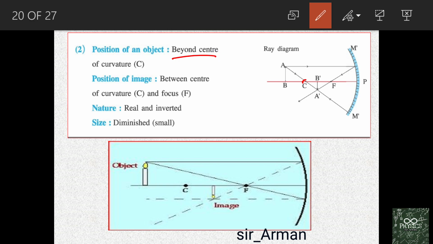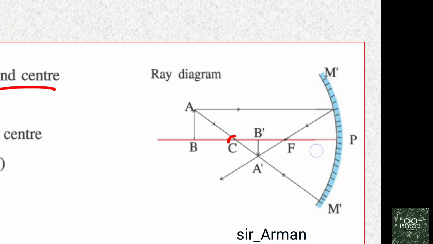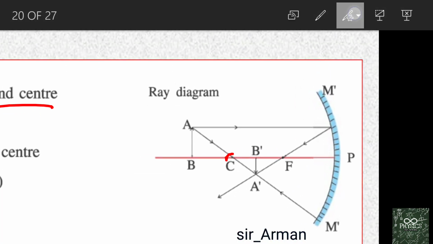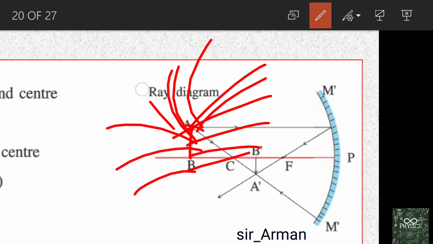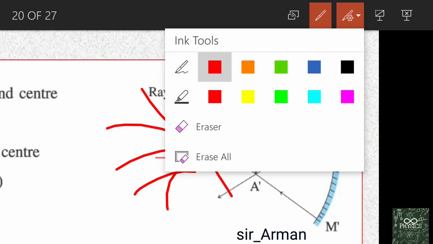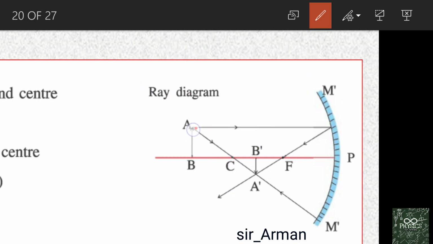So we use only two rays. We can use any rays, right? We have four rays, but we will use only two. Here, this is our object placed beyond the center of curvature. If there is an actual object, then rays are coming in all directions, an infinite number of rays. But to get an image, we can use any two rays.